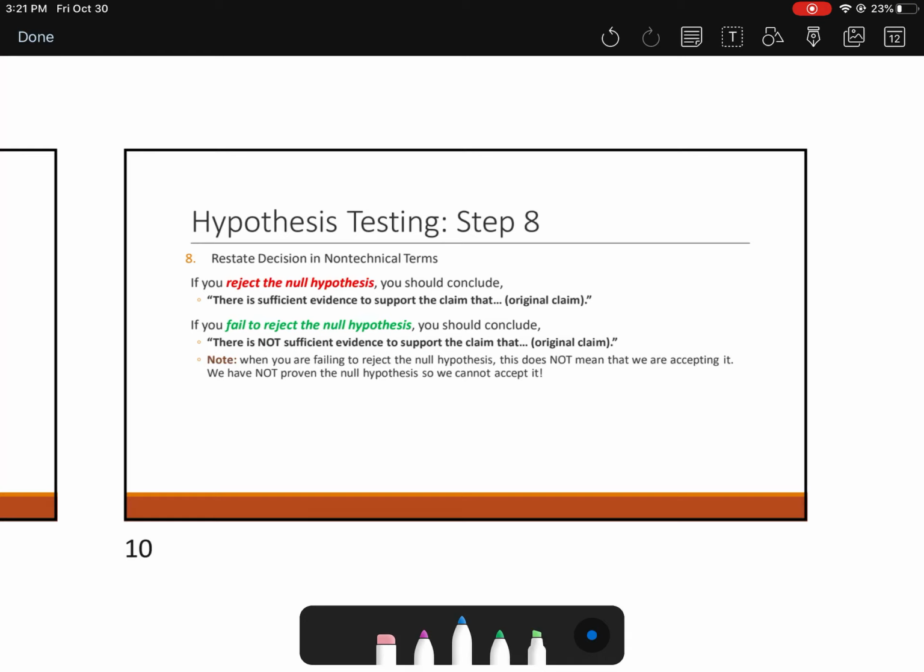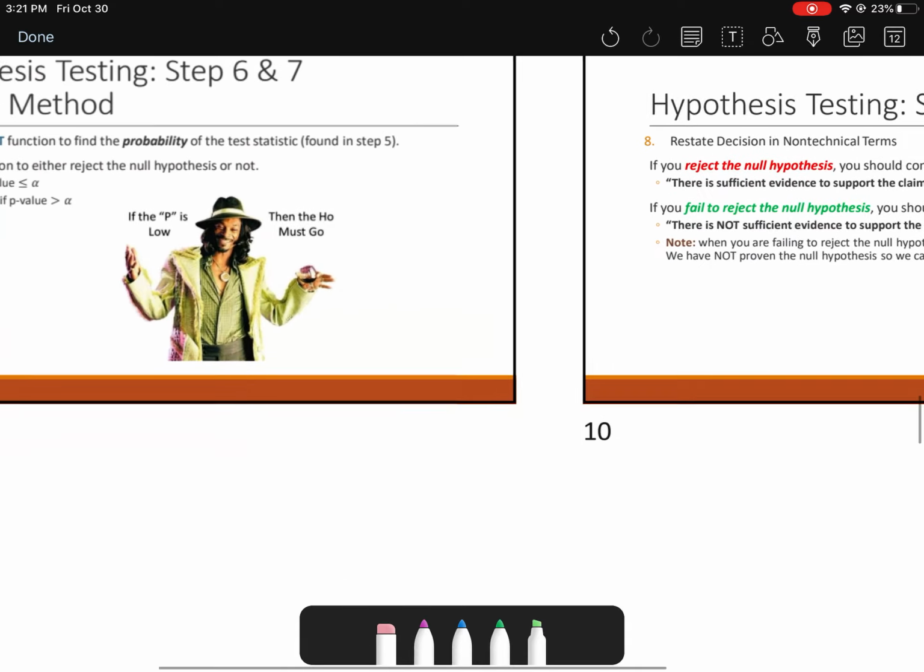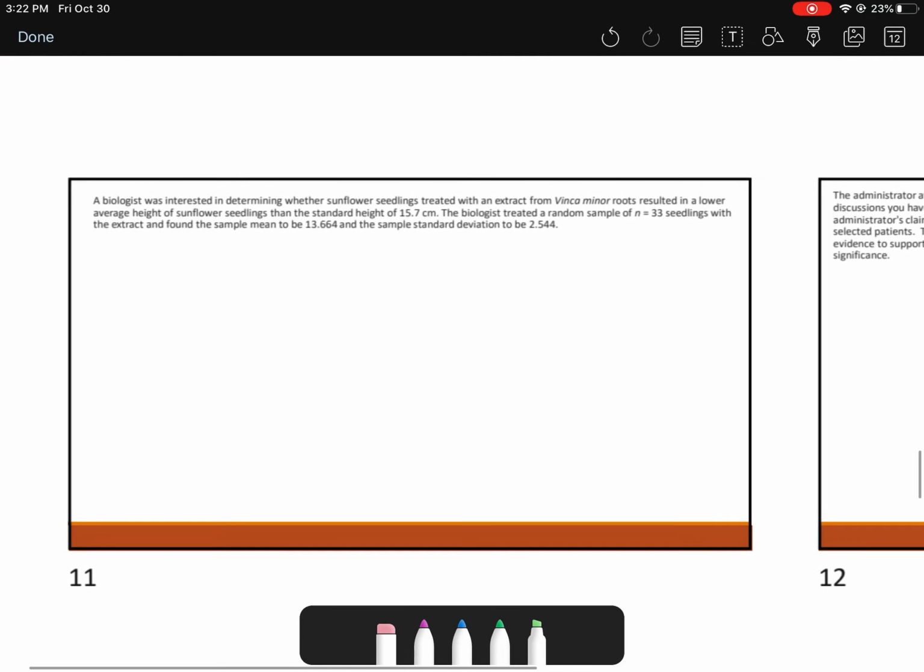One thing to note, when you are failing to reject the null hypothesis, this does not mean we are accepting it. It just means we haven't proven the null hypothesis, so we cannot accept it.